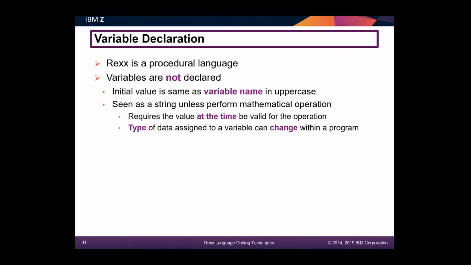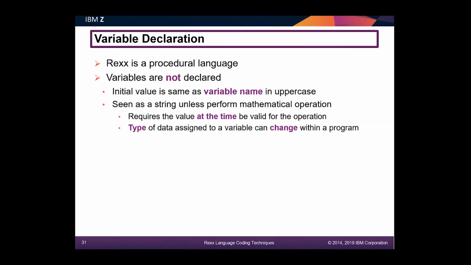All variables in Rexx are also seen as a string. Everything is a string by default unless you're performing some mathematical operation. And what that means is when you're performing that mathematical operation, then the value of the variables at that time must be valid for the operation. But they might have had other values earlier in the program. They might have other values later in the program that are not valid for mathematical operations.